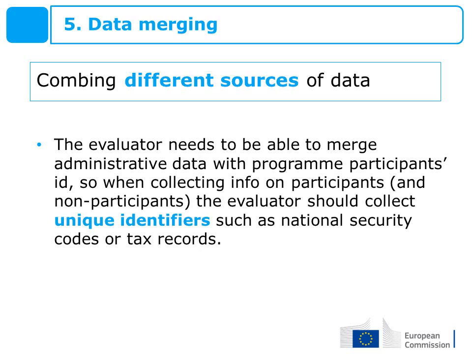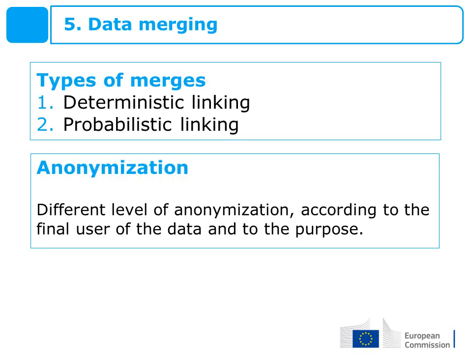The most important message is that the evaluator needs to be able to merge administrative data with program participants' ID, so that when collecting information on participants and non-participants, the evaluator should collect unique identifiers such as national security codes or tax records, for example. Records with personal identifiers in common, such as social security numbers or passport codes, allow for exact deterministic links of the same individual to be made across multiple data sources.